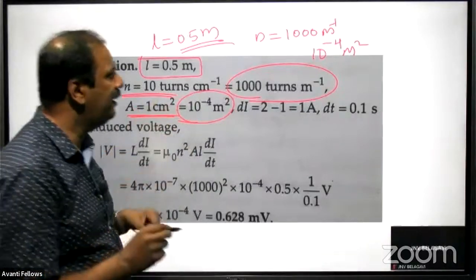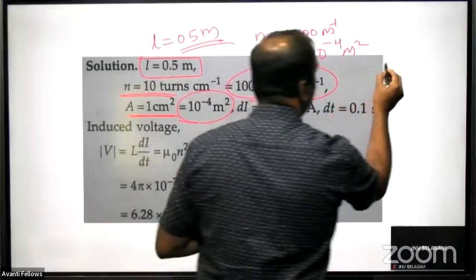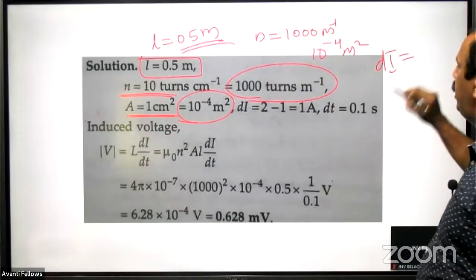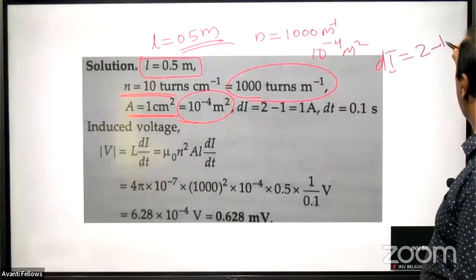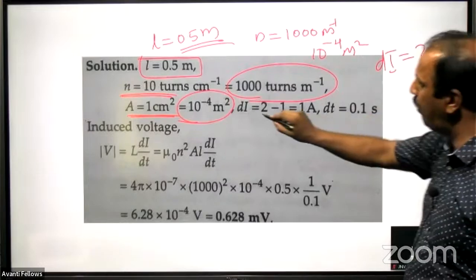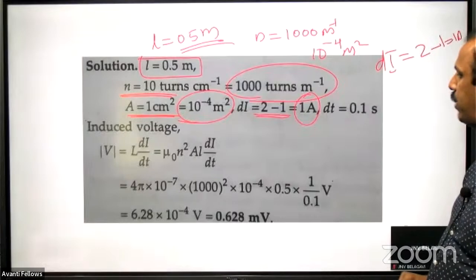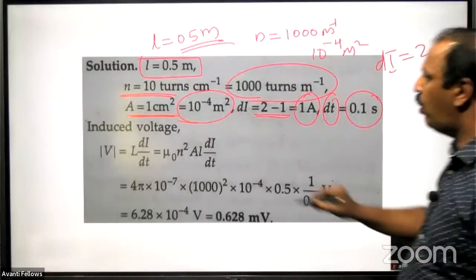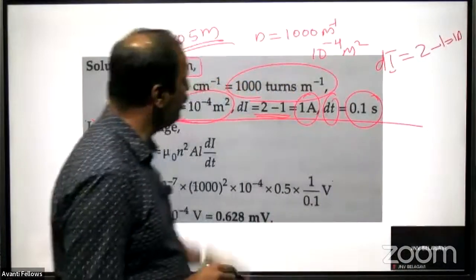And what is dI? dI means the difference between the final and the initial current, 2 ampere and 1 ampere. So the difference is equal to 1 ampere. From 2 ampere it is coming to 1 ampere, so the difference is 1 ampere. And dt is 0.1 seconds. Now all the values we have first converted into SI units. This is what you have to do first.